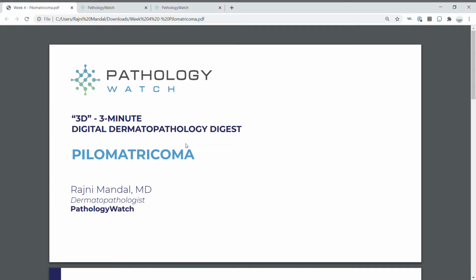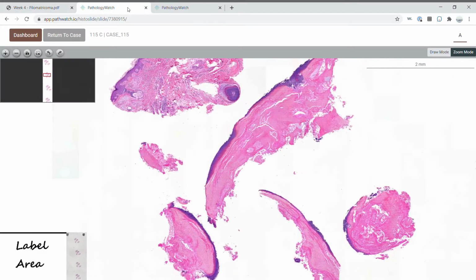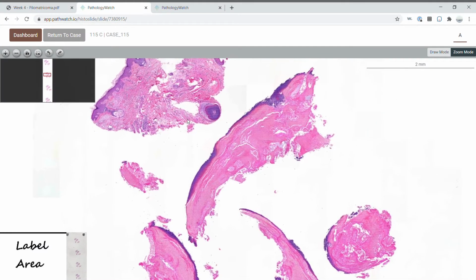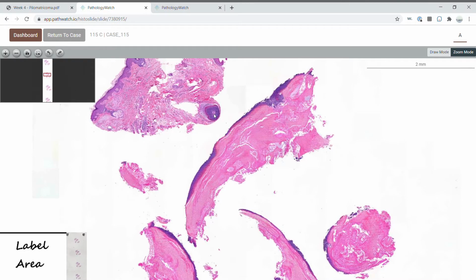Today's topic is pilomatricoma. Pilomatricomas are benign cysts which are most commonly seen in children in the head and neck region. The originating cell of pilomatricomas are the hair matrix cell.